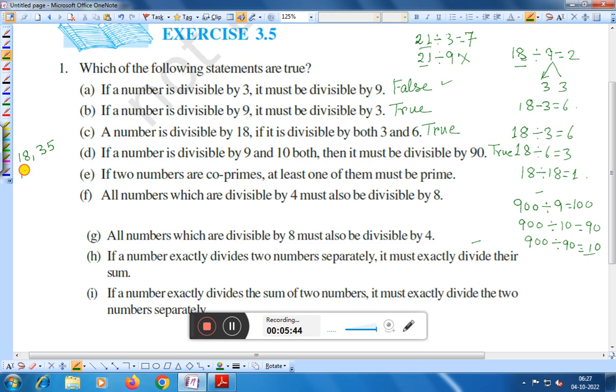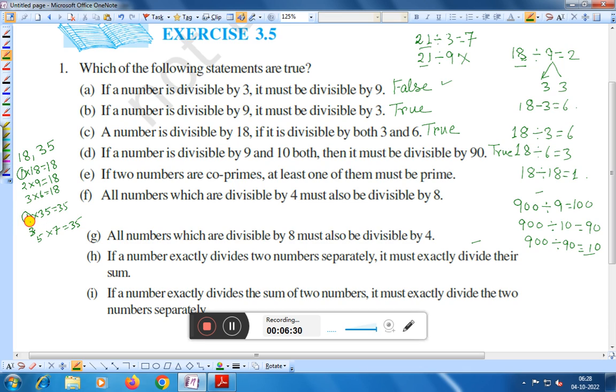Now, the factors of 18 are 1 into 18 is equal to 18, 2 into 9 is equal to 18, 3 into 6 is equal to 18, right? Now the factors of 35 are 1 into 35 is equal to 35 and 5 into 7 is equal to 35. Now you see here the common factor is only 1.